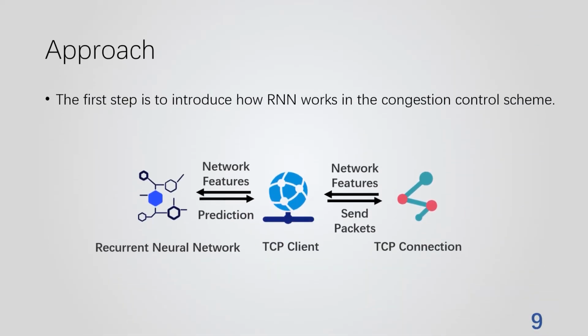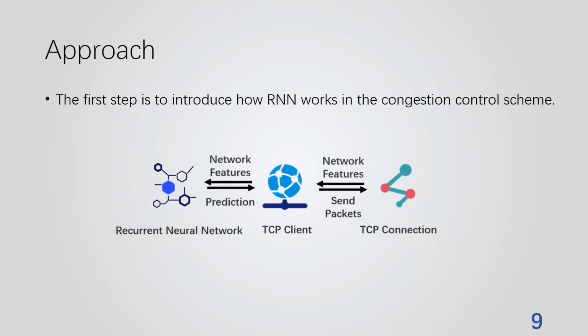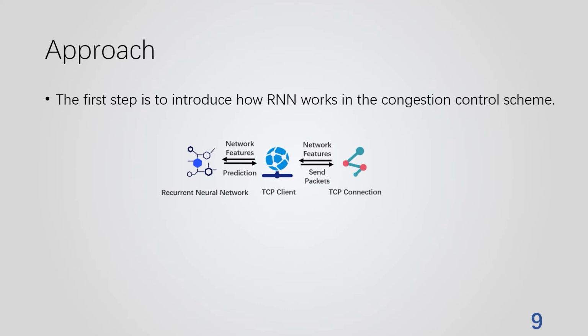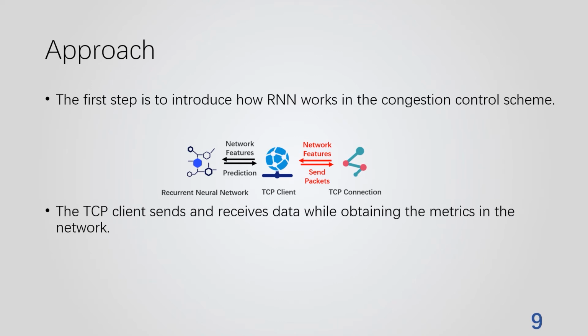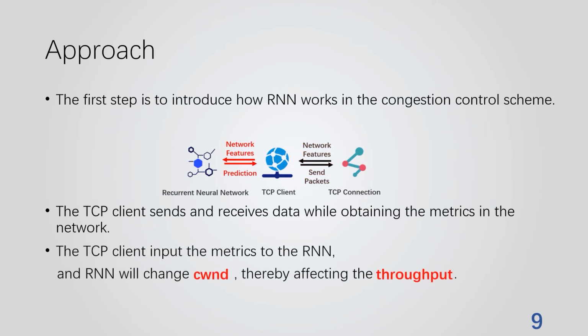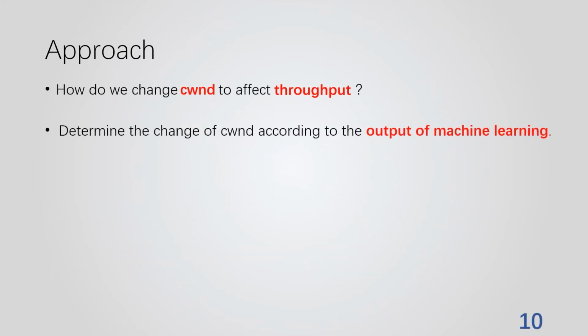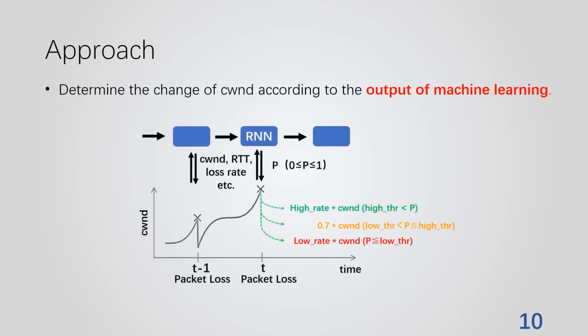Let's introduce our approach. The first step is to introduce how a recurrent neural network works in the congestion control schema. The TCP client sends and receives state while obtaining the metrics in the network. The TCP client also inputs the metrics to the recurrent neural network, and the network will change the congestion window, thereby affecting the throughput. So, how do we change the congestion window to affect the throughput? We change the congestion window determined by the output of machine learning.